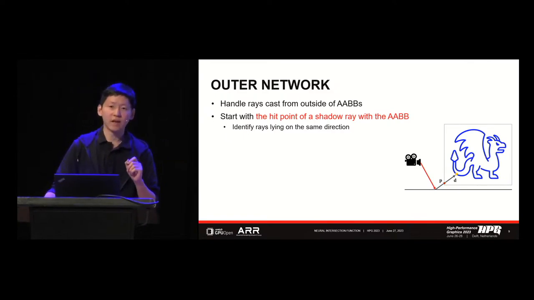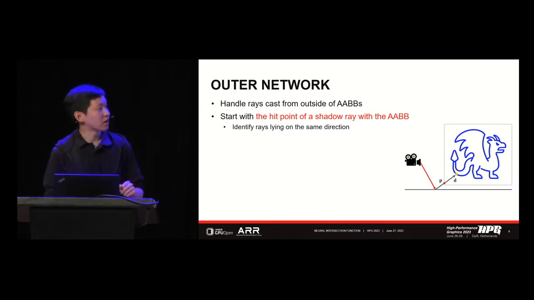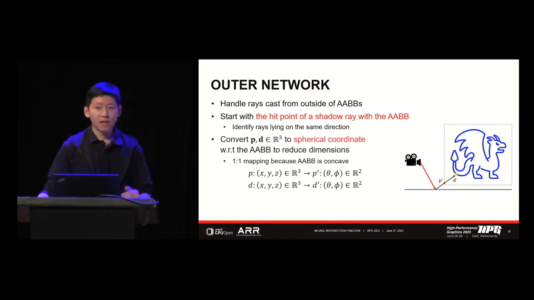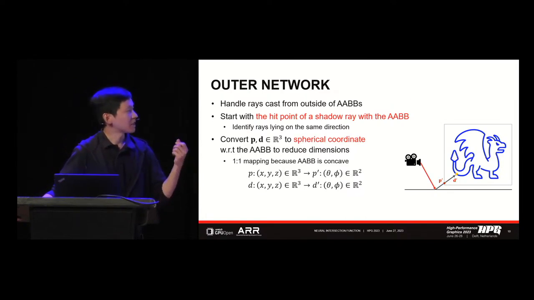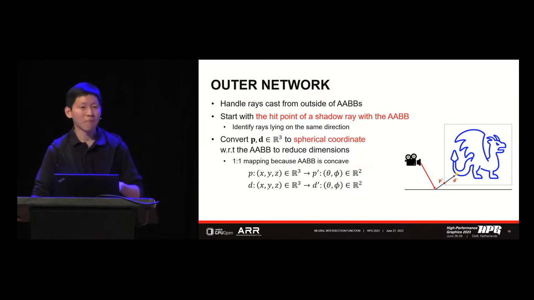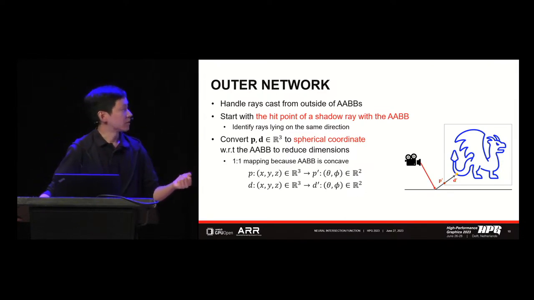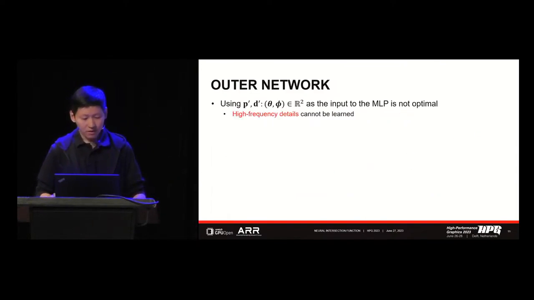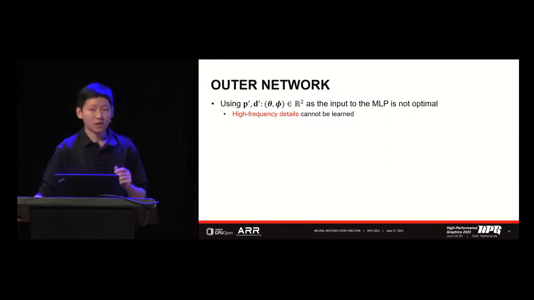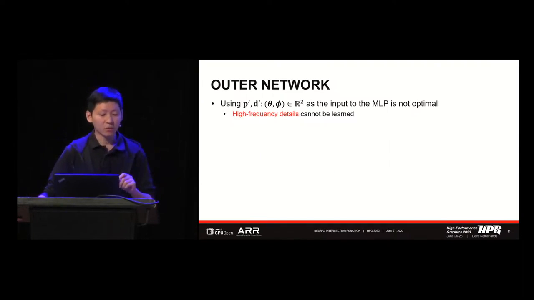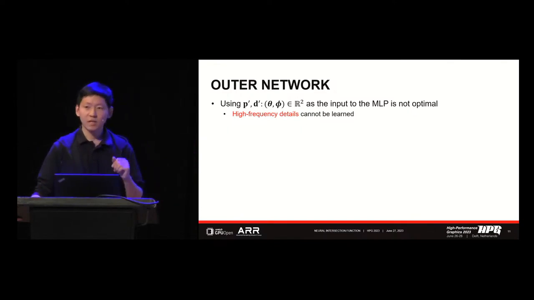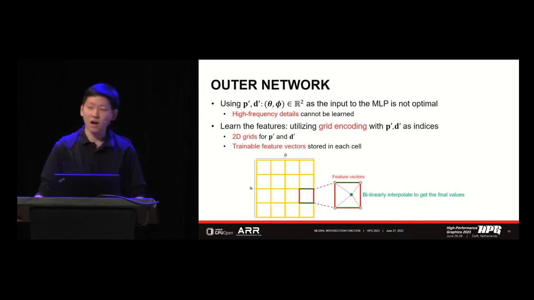Now the hit point is with respect to the bounding box itself. As you can see, P is no longer on the surface of the ground, but on the bounding box. Then we convert the original representation of rays and directions from 3D to 2D. I will explain the benefit of doing that. The first benefit is that we can reduce one dimension. That is obvious. The second benefit is that by converting them from 3D space to a spherical coordinate, we can use them as indexes to something else, which is our grid encoding.